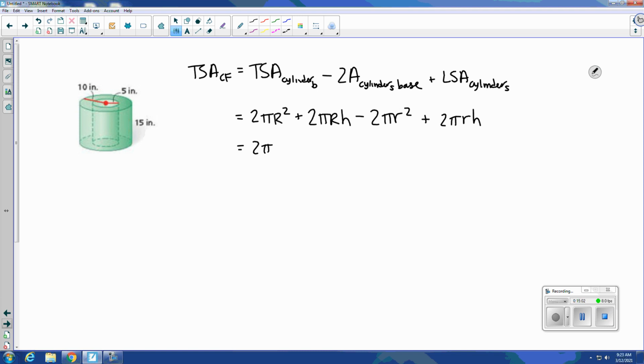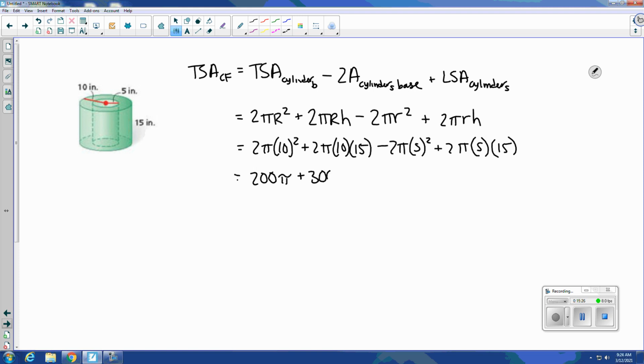We're going to have 2 pi, big radius is 10 squared, plus 2 pi times 10 times 15, minus 2 pi, we're going to use a small radius now, 5 squared, plus 2 pi, 5, and the height's still 15 for that smaller cylinder. So let's clean this thing up. Up here we're going to get 200 pi. There we will get 300 pi. Here we'll get 25, so minus 50 pi. And then there, 150 pi. Because these are all in terms of pi, we can combine all these. So 500 minus 50 is 450, so 600 pi is the total surface area.